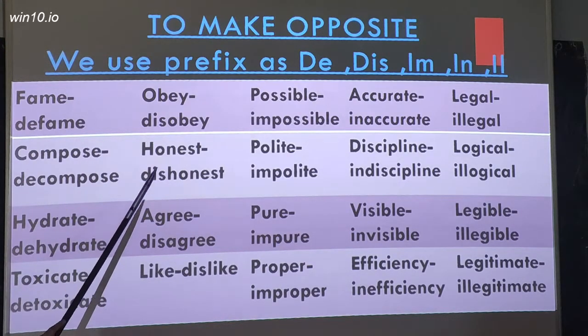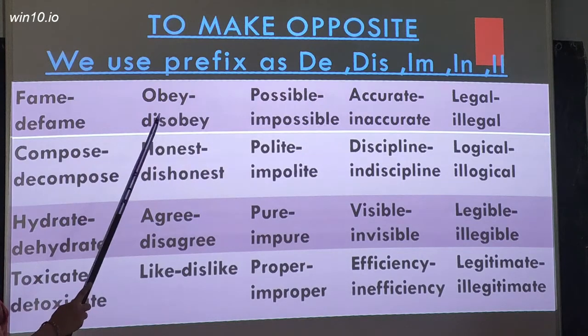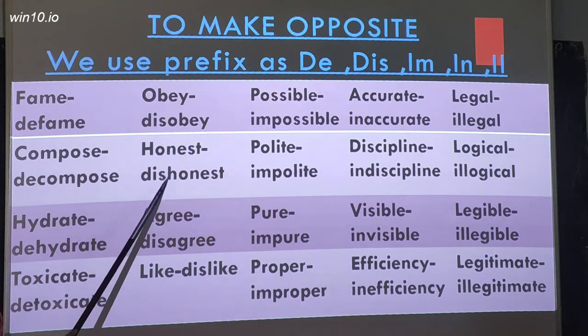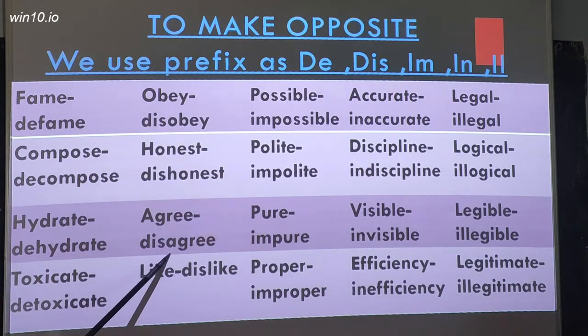Now we have the examples of dis. Obey, disobey. This is also the opposite of obey. Honest, dishonest, agree, disagree, like, dislike.